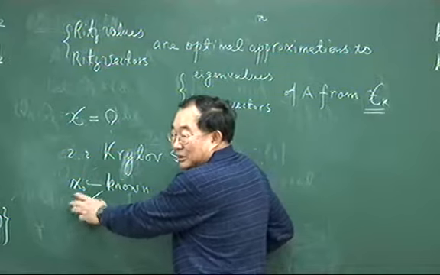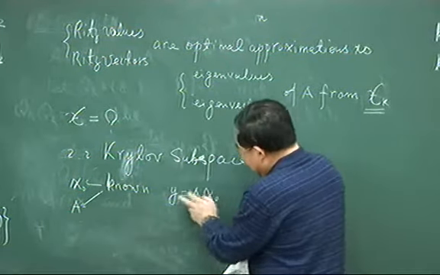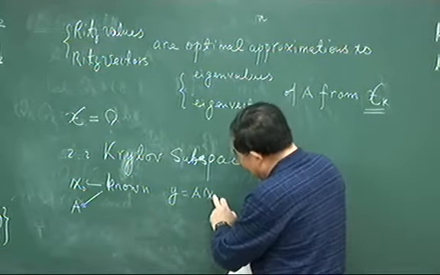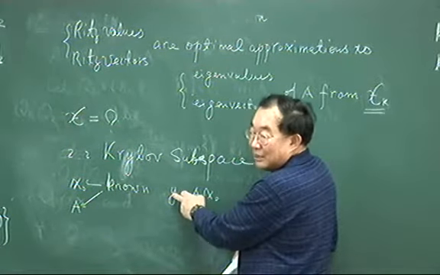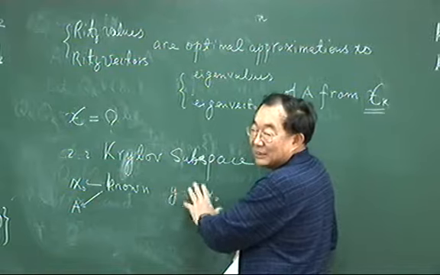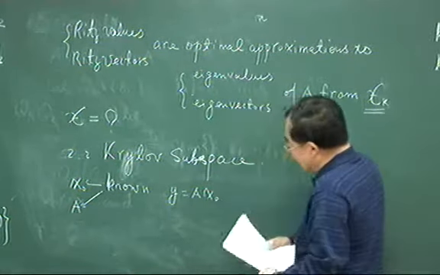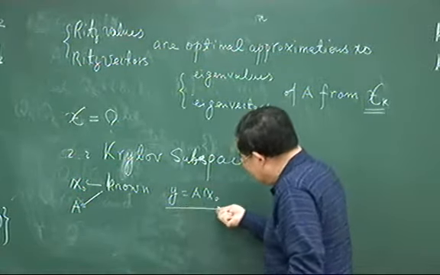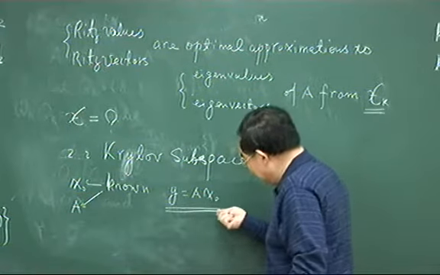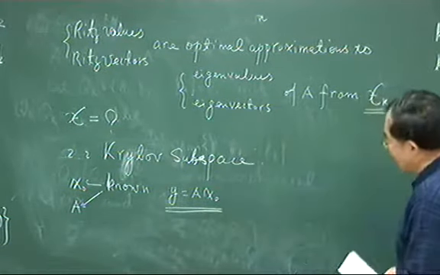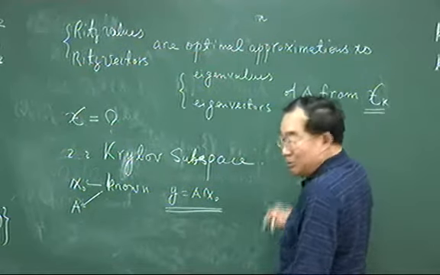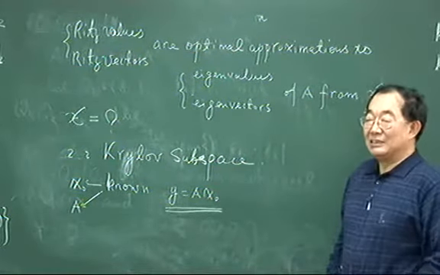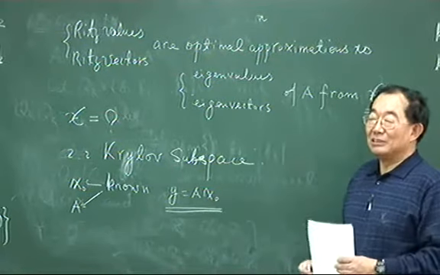Using x0 and A, we can produce y. We all know that. Then we want to ask: what things can we do with this?